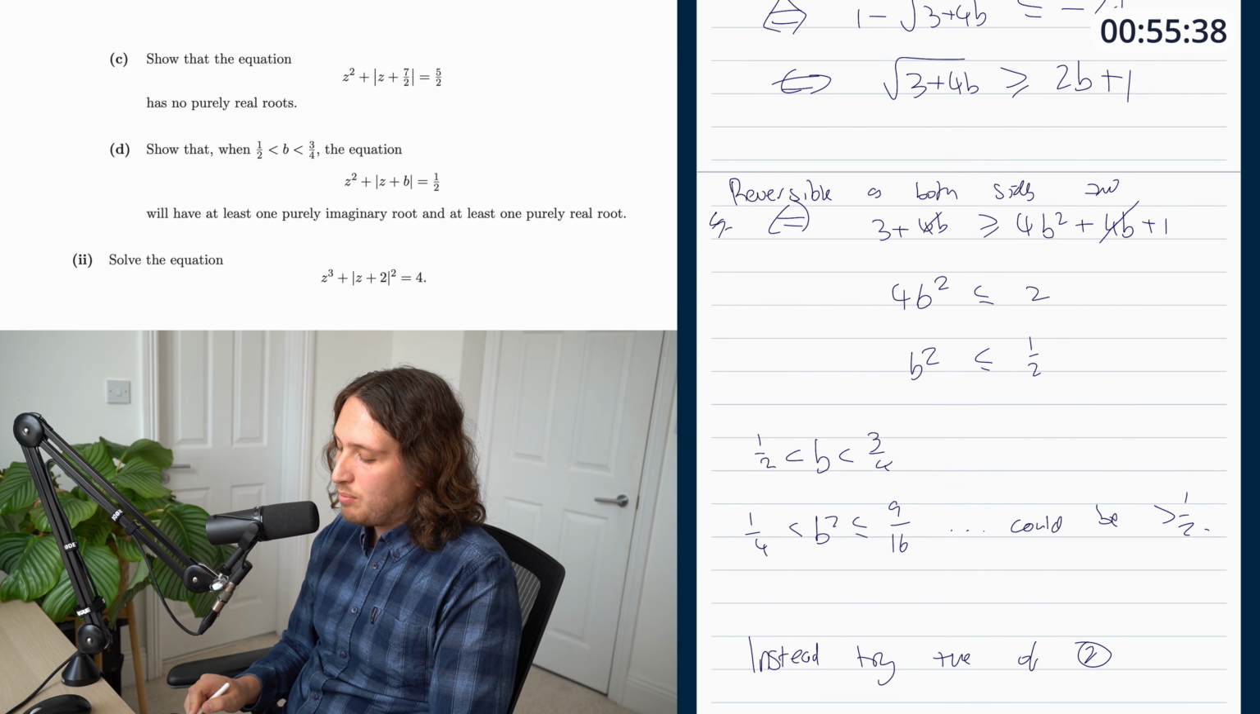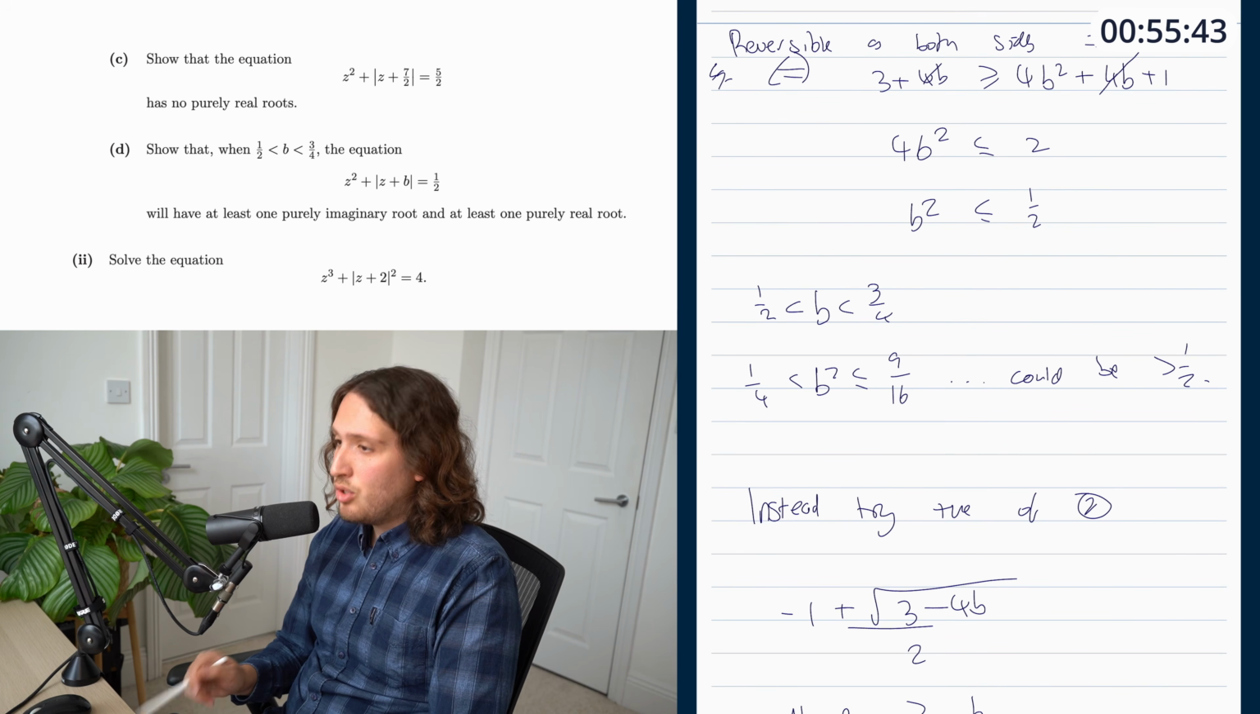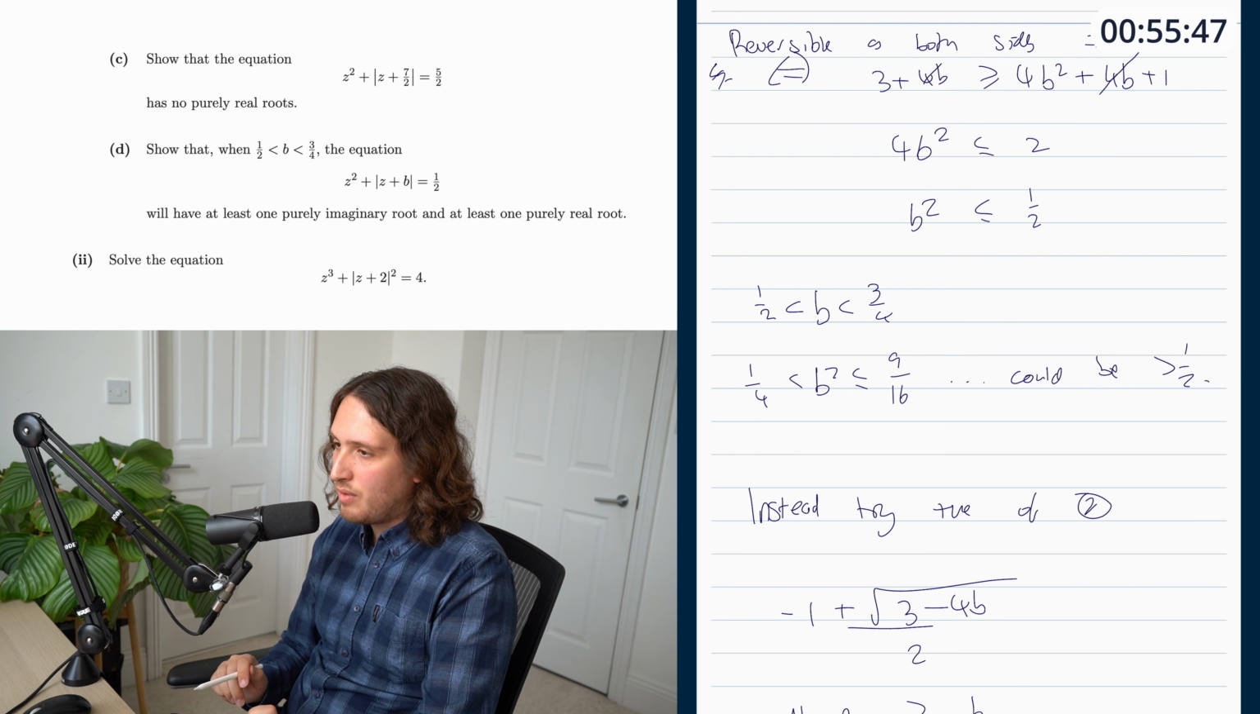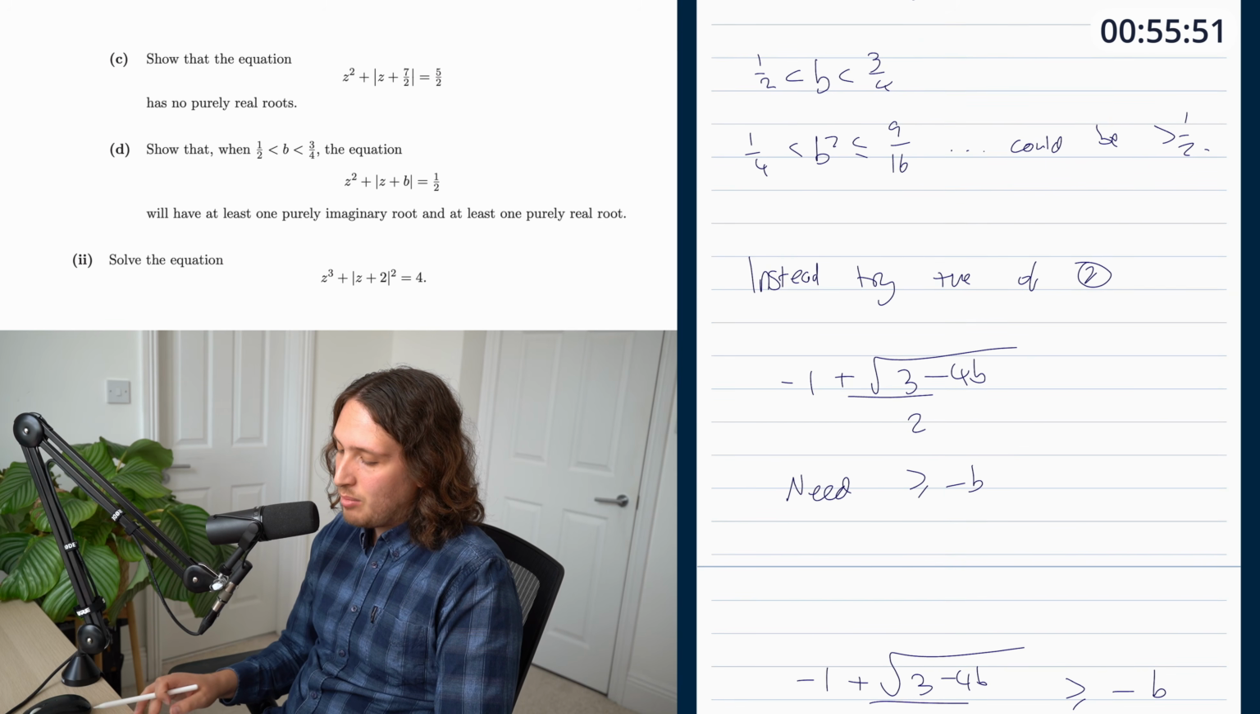So I was happy if b squared was less than or equal to a half. But that's not true for the entirety of the domain, because if I was right at the edge of 3/4, that would be 9/16, which is actually bigger. So there was no mistake there.